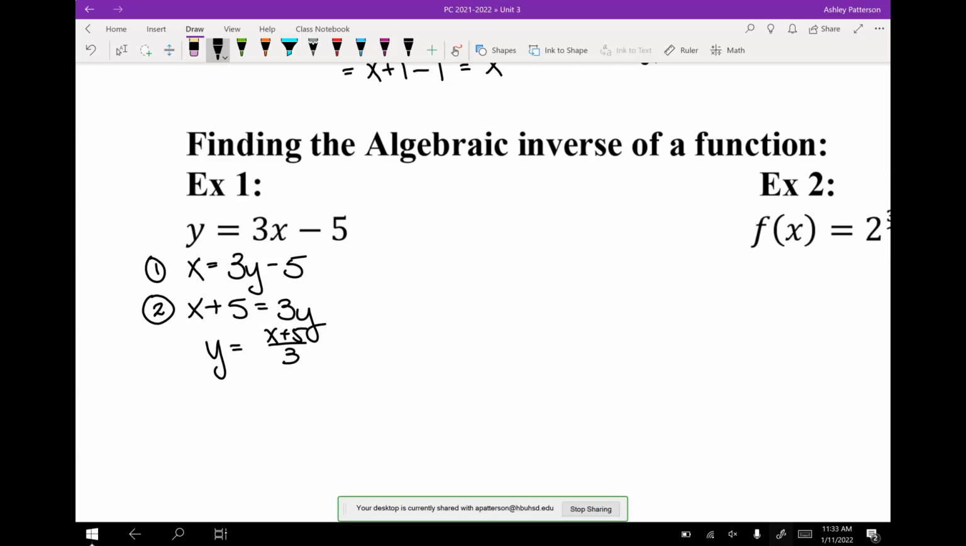But are this y and that y the same? No, because they're representing different functions. So first we switched the x and y, then we isolated y, but we can't forget at the very end, our third step, to note that this is the inverse. Use our inverse notation, and then we will be done.